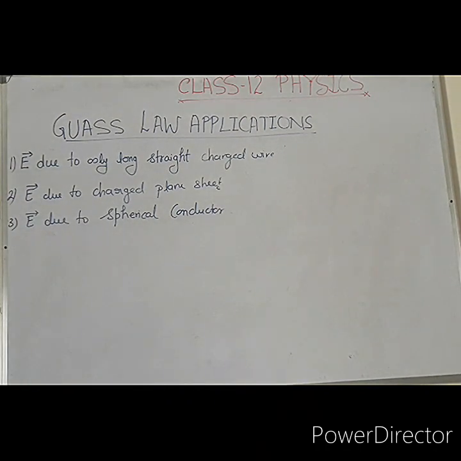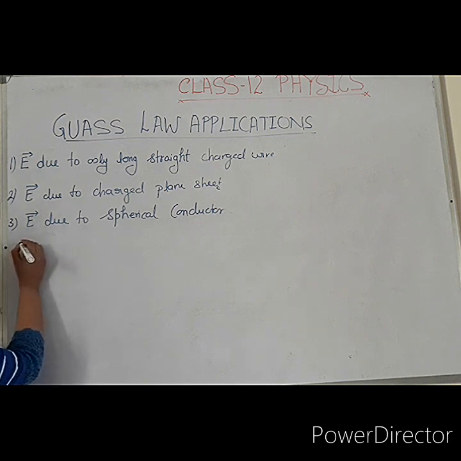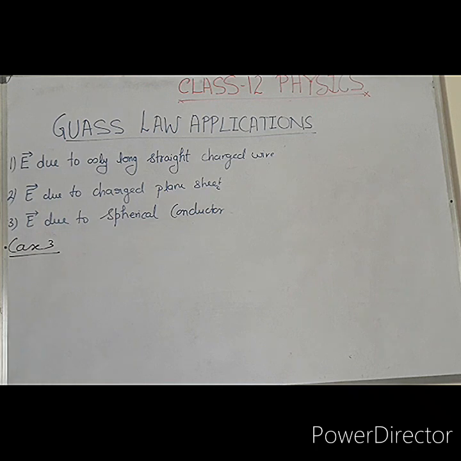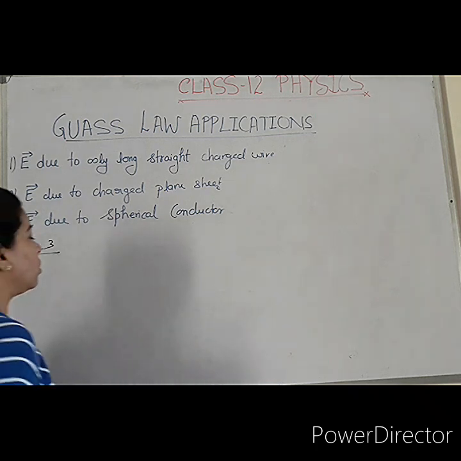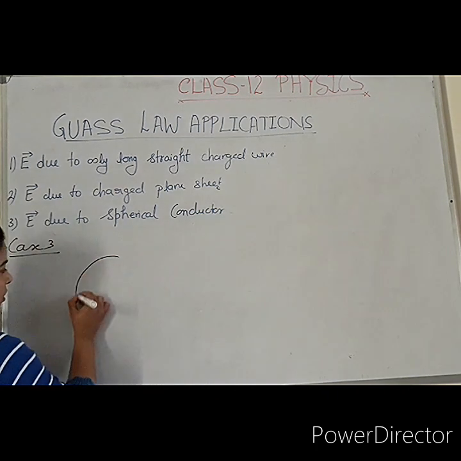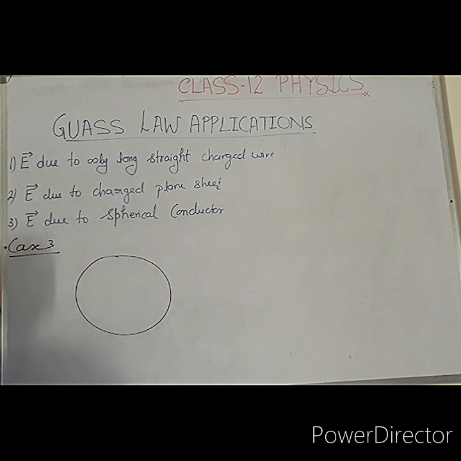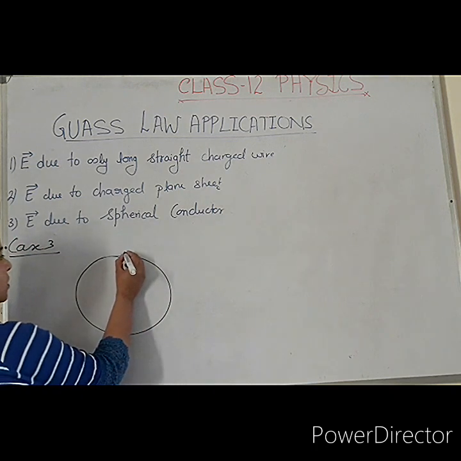Now come to the next case. This is the last case. The third case is what? Case number 3: electric field due to a spherical conductor. We have taken a hollow conductor here. This is a conductor body. And this conductor body is positively charged.